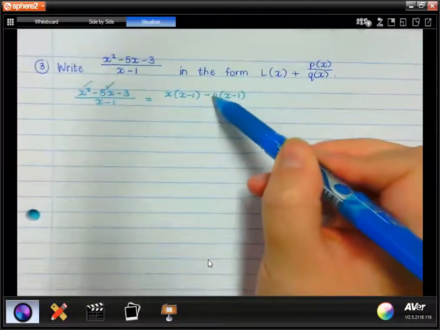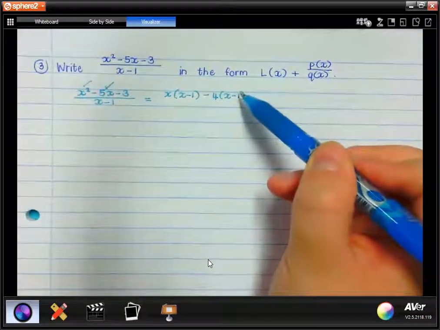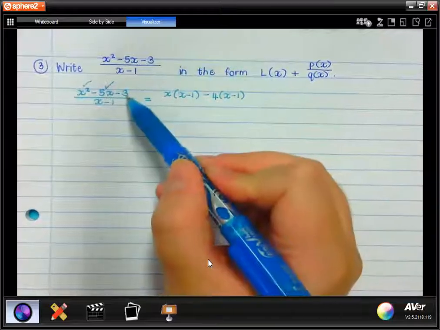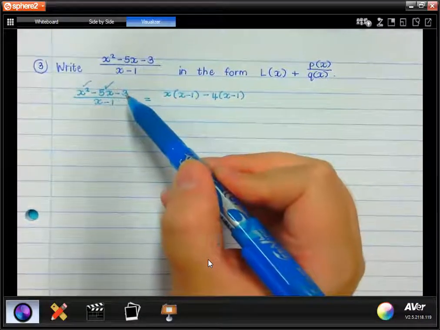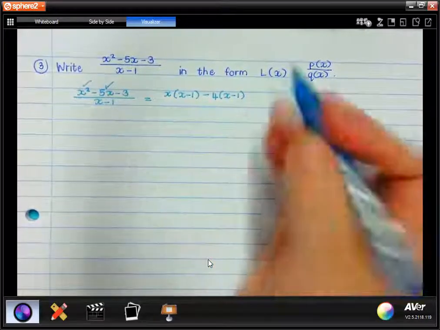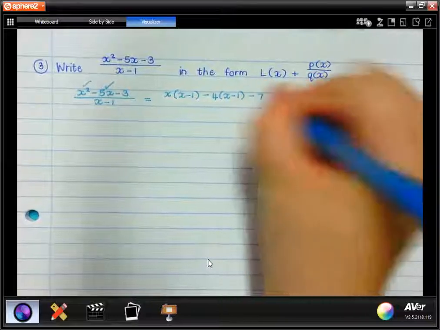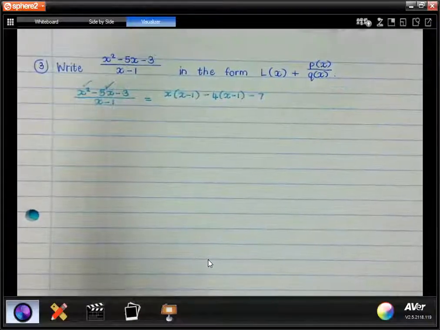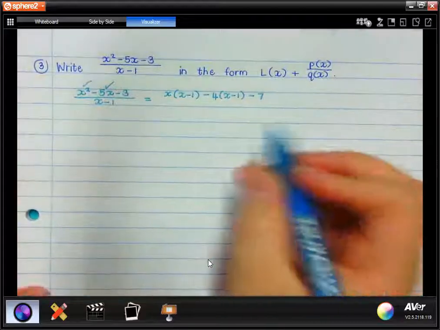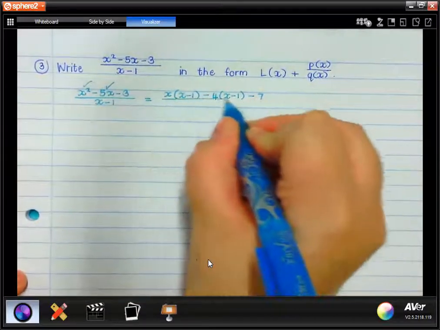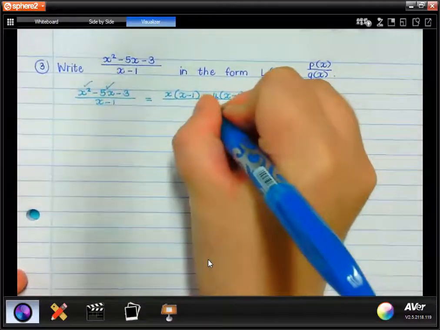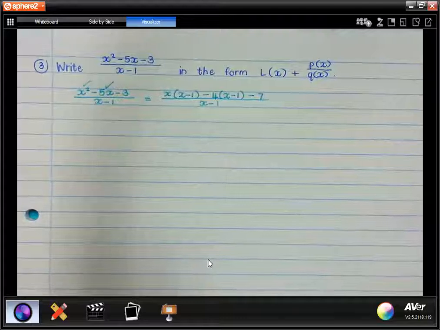Now what do we have here? Negative 4 times negative 1 is plus 4, and we need a negative 3. So what must I do to plus 4 to get to negative 3? Minus 7. Now I don't have to put another x minus 1 because I don't have more x terms. And that is then over x minus 1.